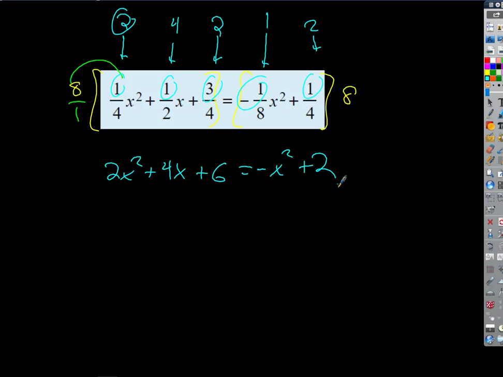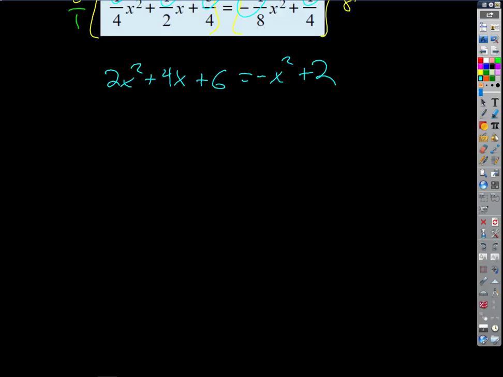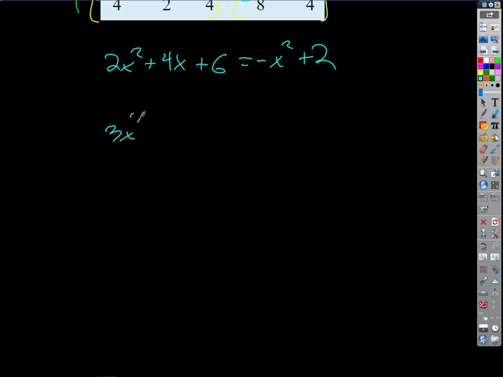Now we get this down to a point where the fractions are gone, no big deal. Now what do we do? Push everything left, combine like terms. So we'll end up with 3x squared plus 4x plus 4 equals 0, right? And now if we wanted to solve it, we'd use the quadratic equation. If we wanted to find the discriminant, it's going to be negative, isn't it? 4 squared is 16. 16 minus 4 times 3 times 4 is definitely negative, right?